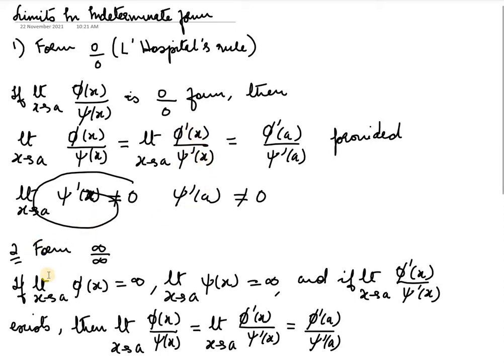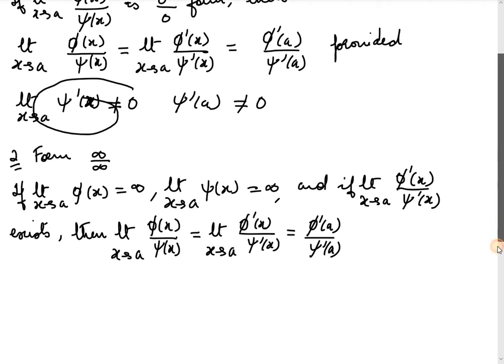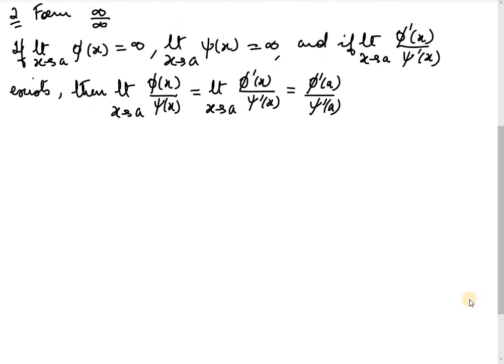The second form is the infinity by infinity form. If the limit as x tends to a of phi of x is infinity and the limit of the denominator psi of x is also infinity, and if the limit as x tends to a of phi prime of x by psi prime of x exists, that means if you differentiate the numerator and the denominator separately and the limit exists, then the limit of phi x by psi x will be equal to the limit of phi prime of x by psi prime of x, which is equal to phi prime of a by psi prime of a. So we'll apply this rule, the 0 by 0 form and infinity by infinity form, to evaluate the following problems.